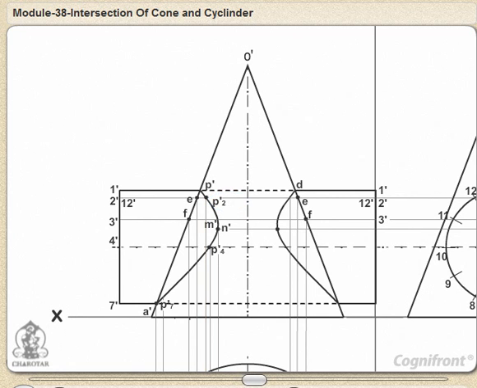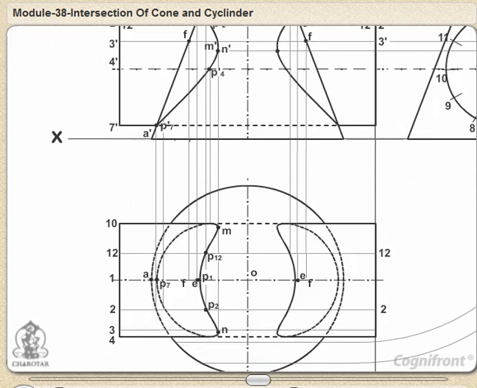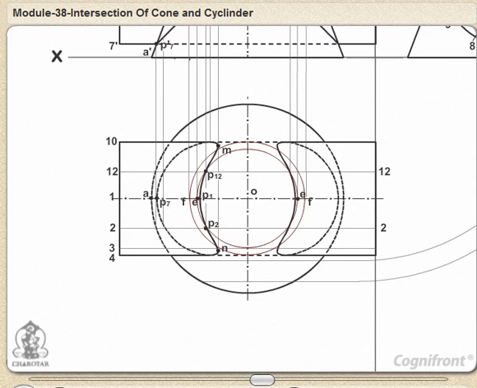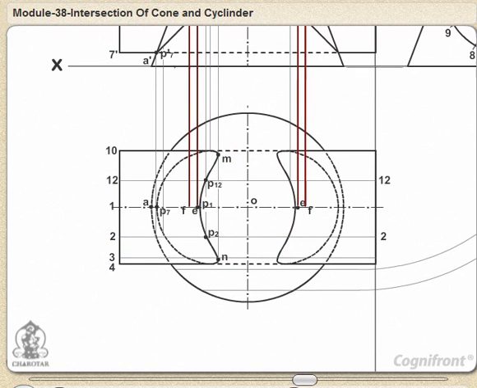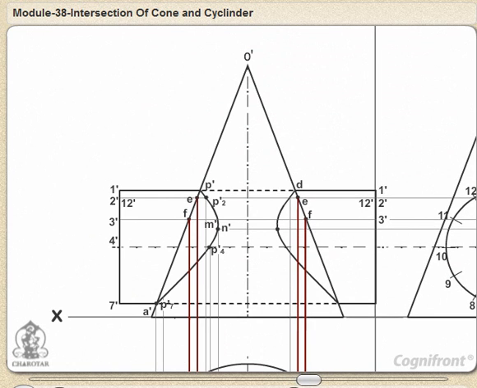To obtain the points systematically, draw the circles with center O and diameters DD, EE, FF, etc., cutting the lines through 1, 2 and 12, 3 and 11, etc. at points P1, P2 and P12, P3 and P11, etc. Project these points to the corresponding lines in the front view.